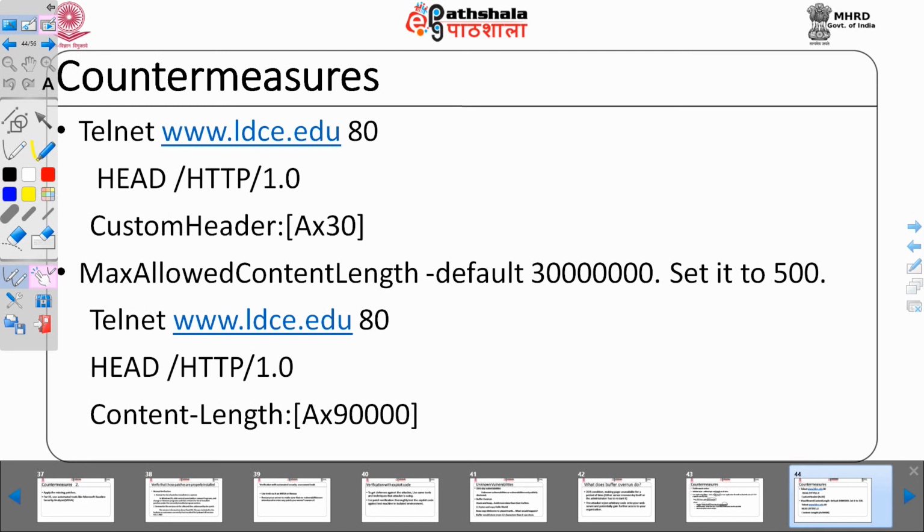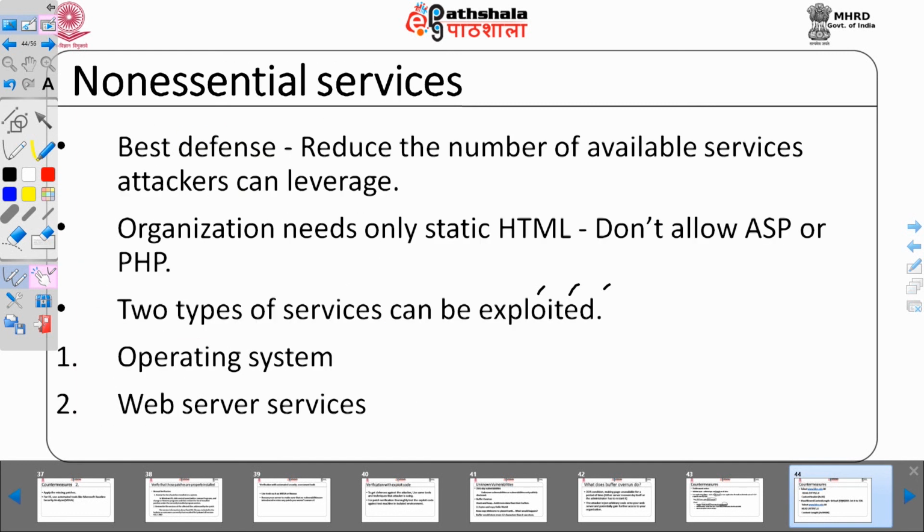Next, what are the countermeasures? When you use telnet, it gives you the header, the custom header, and the max allowed content length, which is a very large number of zeros, about 30 lakhs. So, set it to 500. If you set it to 500, the content length of 90,000 is not allowed. In the same way you can check other URL parameters to verify.